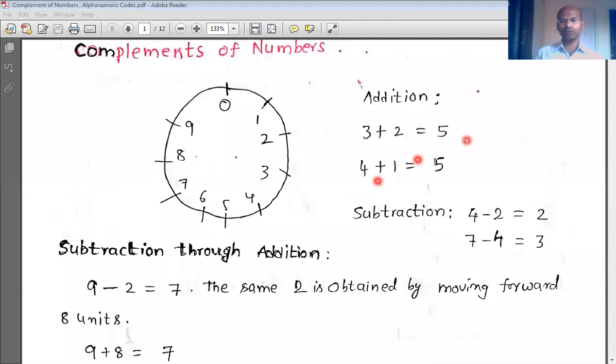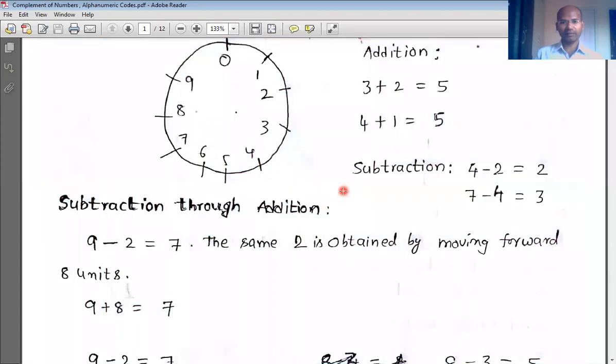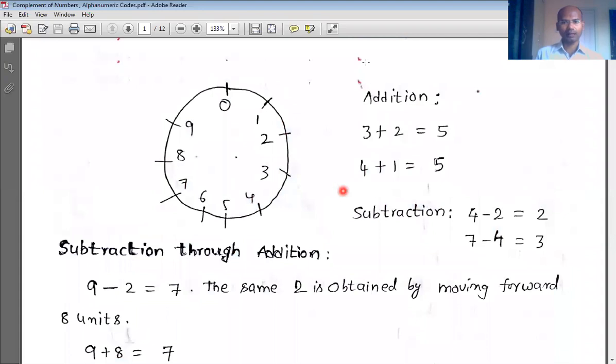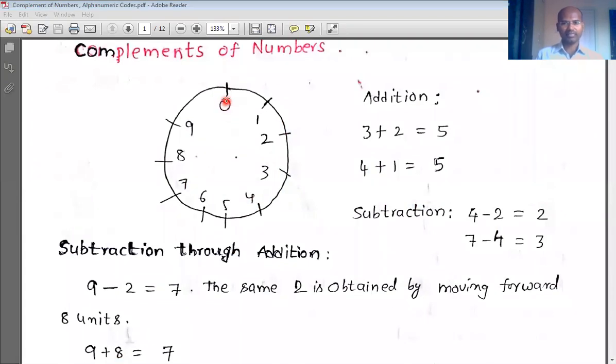Let's see 8 minus 3. We want to see this subtraction. This is our initial position. Take 8 steps and we are here. And to subtract 3 from 8, we have to move backwards. If you move backwards, we will arrive at 5. Now the question is, you can reach 5 either in the backward direction by taking 3 steps, or if you continue to move forward, then too you will arrive at 5.